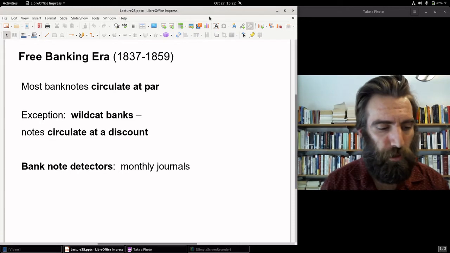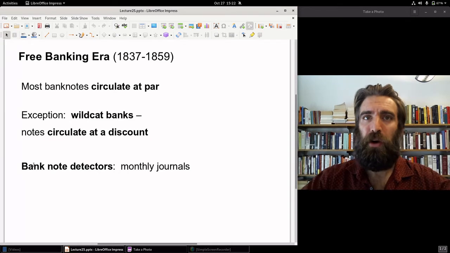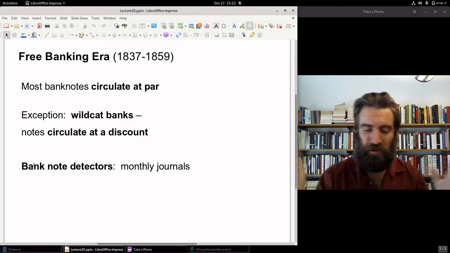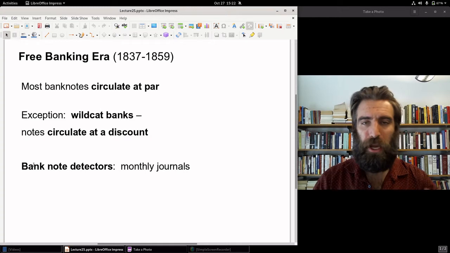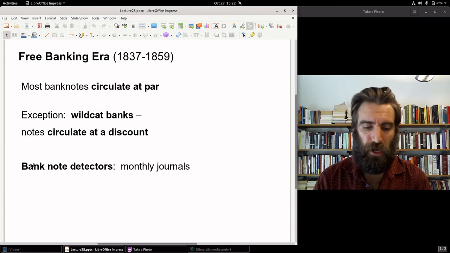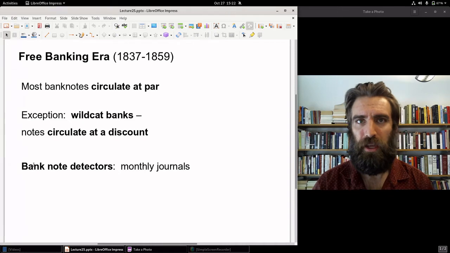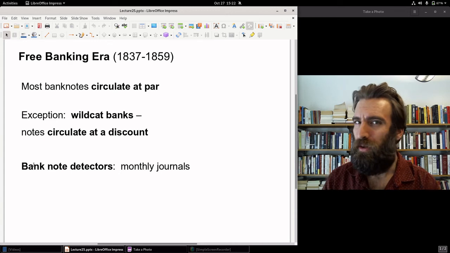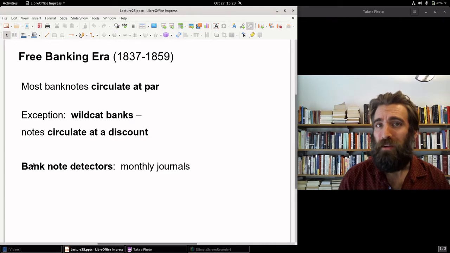And actually, there were banknote detectors, these monthly journals that gave the current rates for all these different notes across the country. So if you were a merchant especially, or a shopkeeper, and all sorts of notes are going through your shop, you might subscribe to one of these journals, and you would see, okay, such and such banknote, it circulates at par, I don't have anything to worry about. This banknote, not so good. I'll take it, but I'll only take it at a discount. It's a $5 note, I'll take it for $3. Okay, that wasn't terribly uncommon.